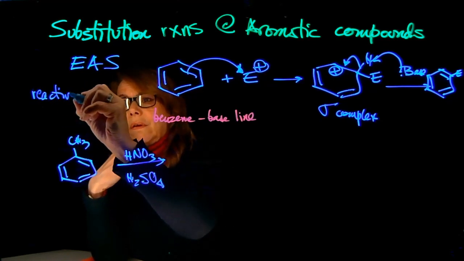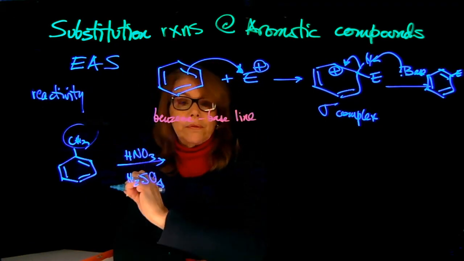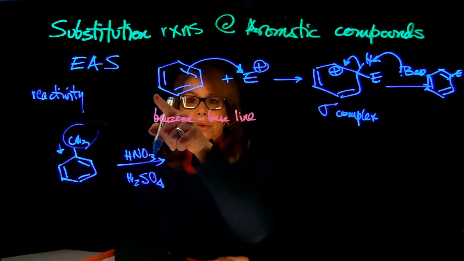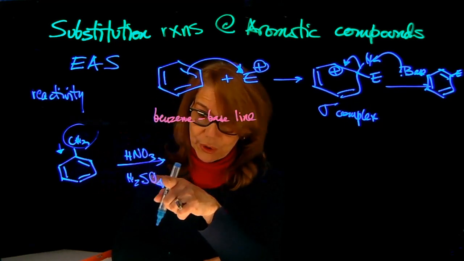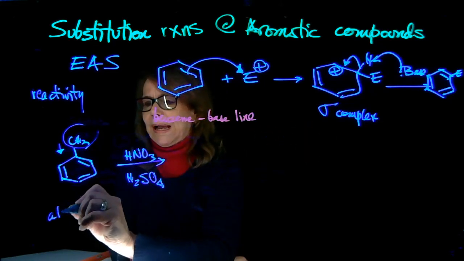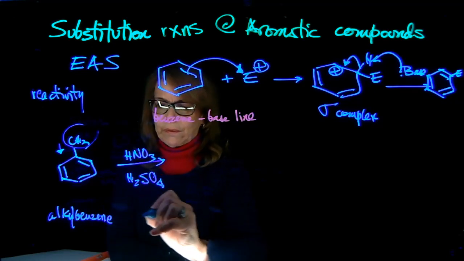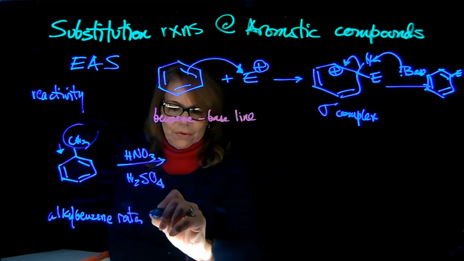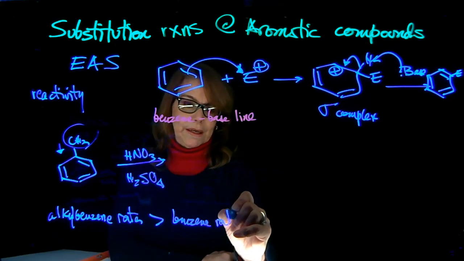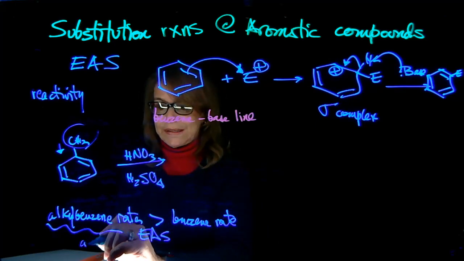So reactivity. When we have alkyl groups, these typically work as weak electron donors, and therefore they're making the nucleophile, which is the aromatic ring, stronger. So alkyl benzenes react faster than benzene. So I'm going to write it down. Alkyl benzene rates are greater than benzene in electrophilic aromatic substitution. Therefore, we call these activating groups.